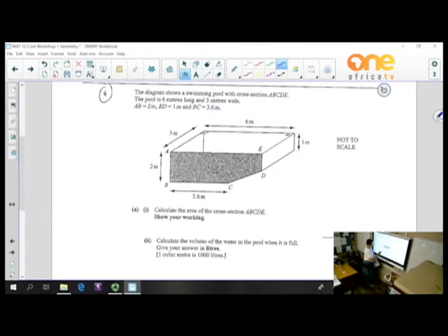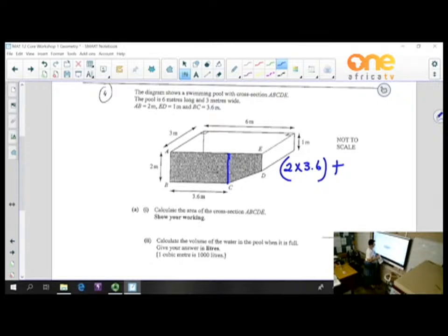We don't have a straightforward formula here, so we'll have to divide it into two areas. Here's a rectangle, and then this one is a trapezium. So the rectangle here will then be 2 times 3.6. But now we'll have to calculate the trapezium on this side here.